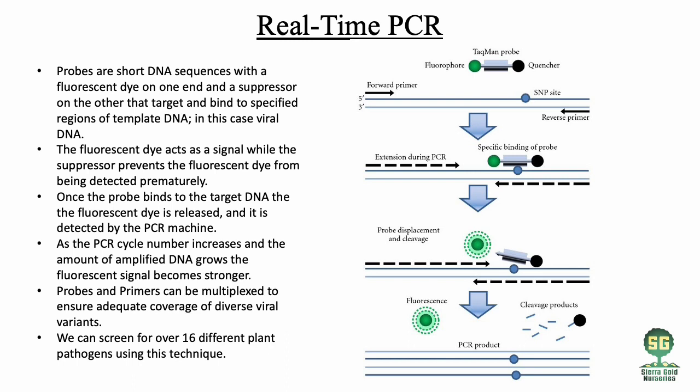Probes and primers can be multiplexed to ensure adequate coverage of diverse viral variants. Here at the nursery, we can screen for over 16 different plant pathogens using this technique. The use of this probe allows real-time PCR to become a very sensitive and powerful technique that can detect the presence of virus even in small quantities. If the viral DNA is not present, the probe has nothing to bind to, and so no signal is detected.